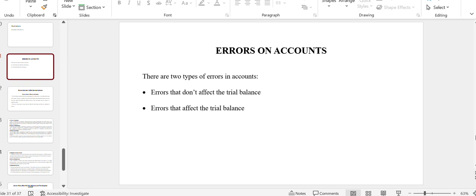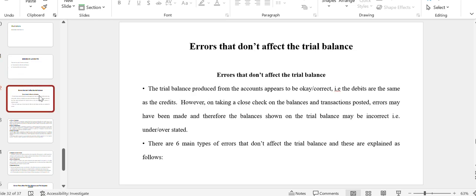We call these errors that do not affect the trial balance. Let us begin with the first one. The first one is called errors that don't affect the trial balance.